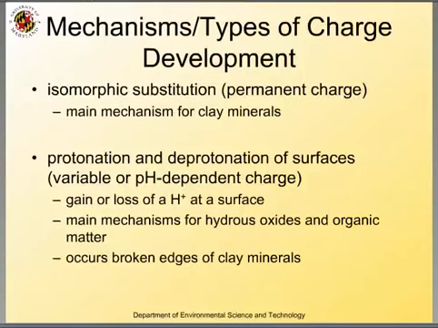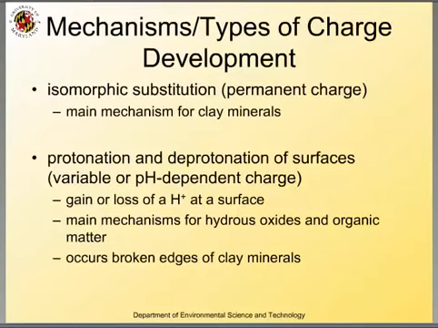The other mechanism is due to protonation and deprotonation of surfaces. Now, a proton is nothing but a hydrogen ion. So what this means is hydrogen ions move to surfaces, protonation, or move away from surfaces, deprotonation. That's all it means, okay? And this is also called variable or pH-dependent charge, as opposed to the permanent charge we had up here.